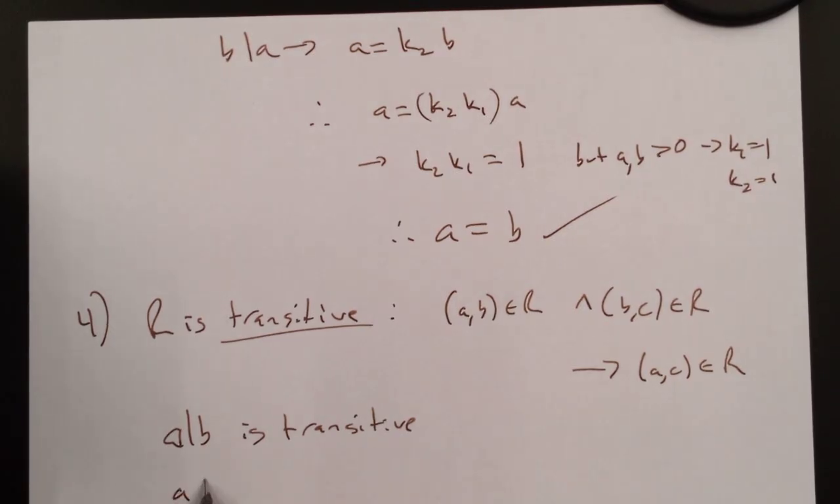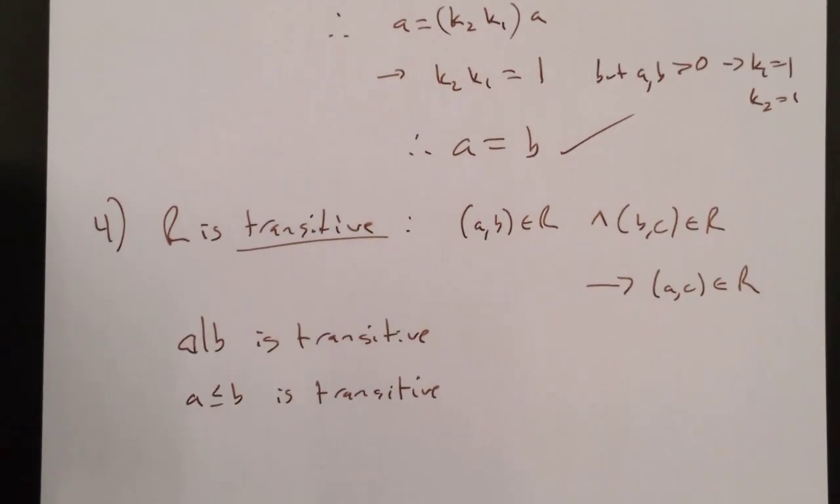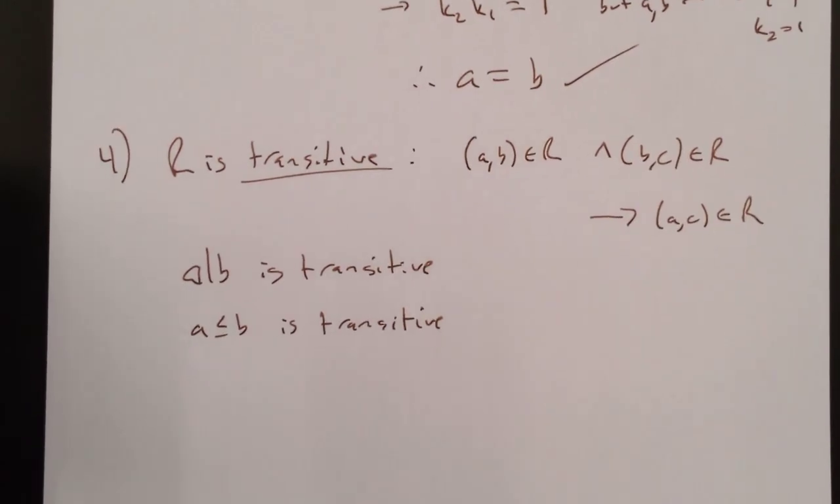Less than or equal to is transitive. If A is smaller than or equal to B and B is smaller than or equal to C, then A must be smaller than or equal to C. I don't have to have less than or equal to. I can just do strictly less than here, right? Equals is transitive. If A equals B and B equals C, then A must be equal to C. I like this one.